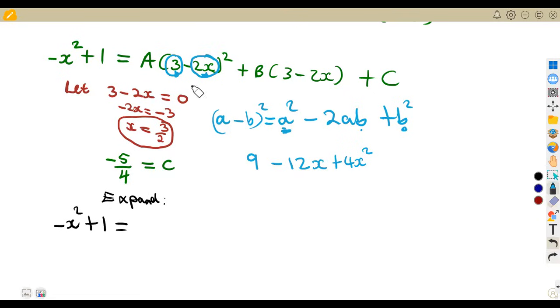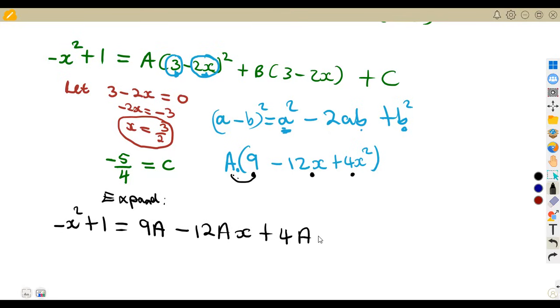And not forgetting that there's an a which is outside. So whatever you just have here must be multiplied by what? By the a which is outside. So let's multiply. A times 9 is going to be 9a. A times minus 12 is going to be minus 12ax. A times 4x squared is going to be plus 4ax squared. We've multiplied everything by a.